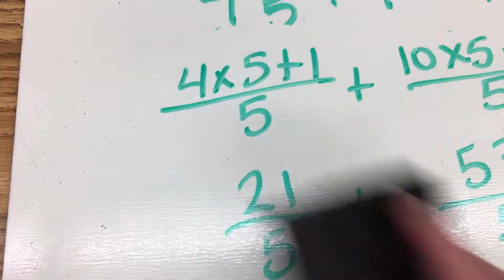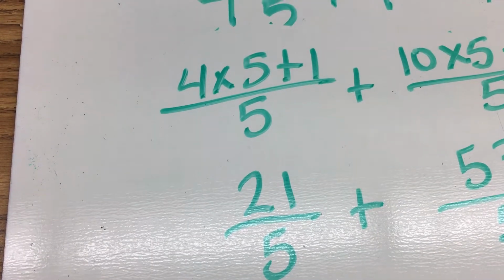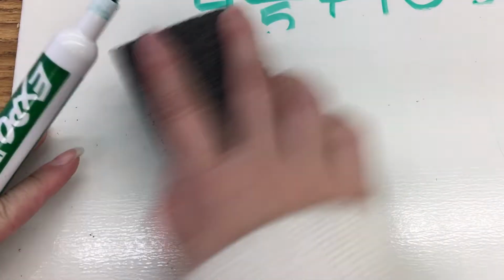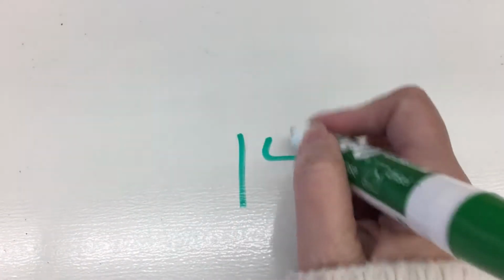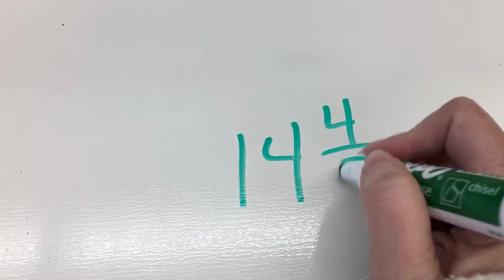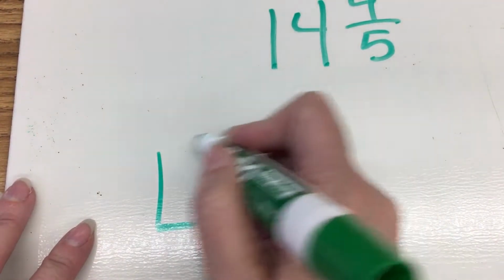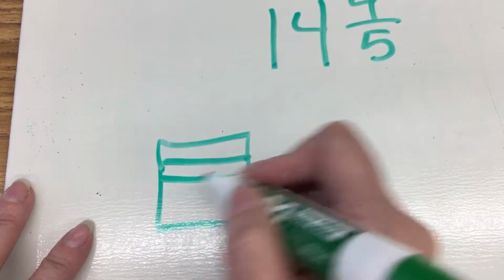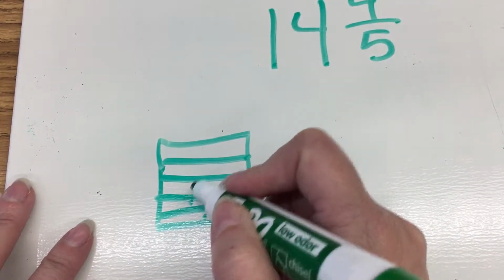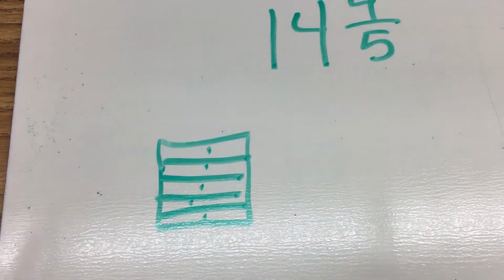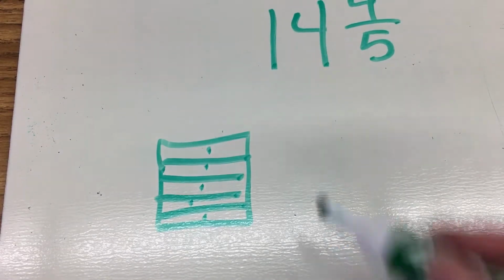So then let's talk about how to change that 14 4/5 to an improper fraction. So we have 14 4/5. Now there are several ways we've been learning. We could make a model. 1, 2, 3, 4, 5. That's one whole, so 5/5.